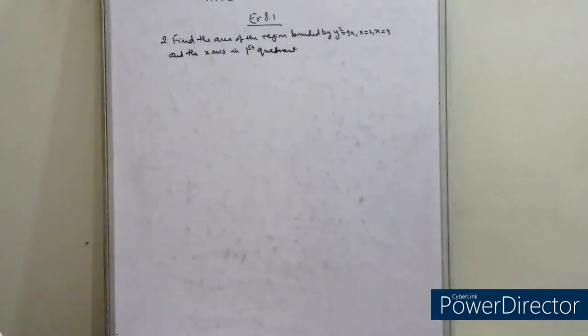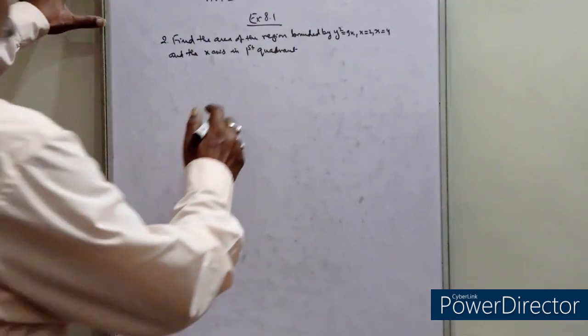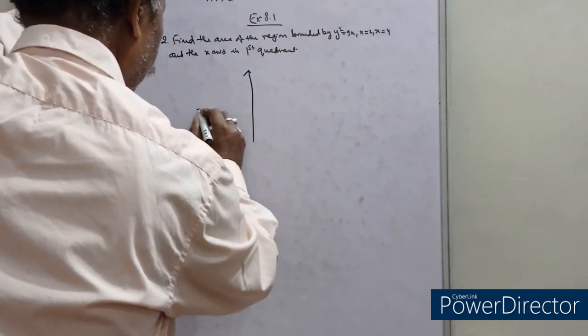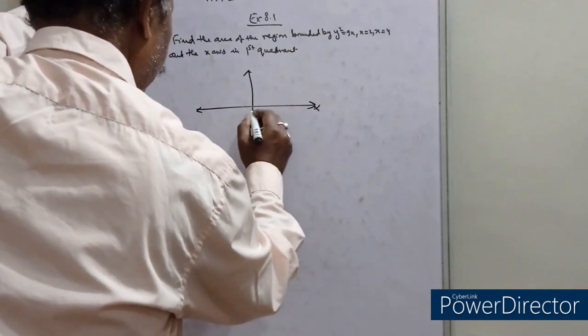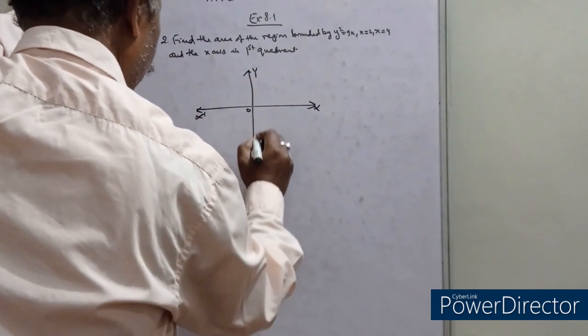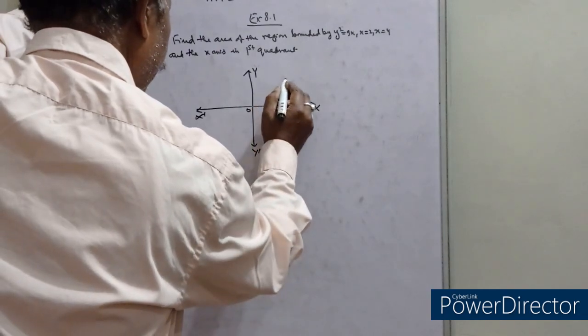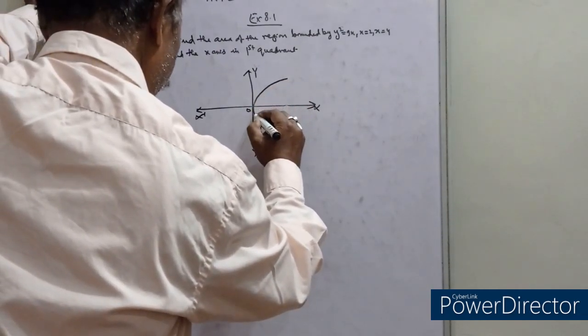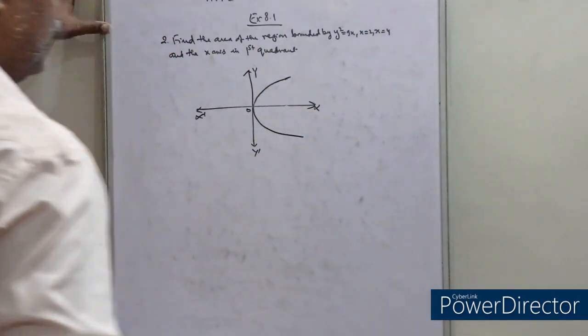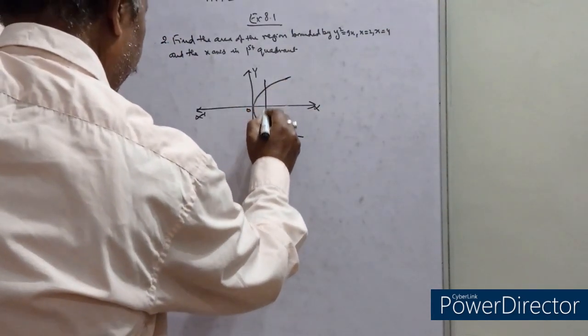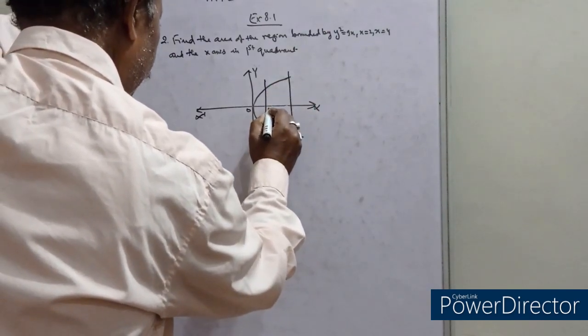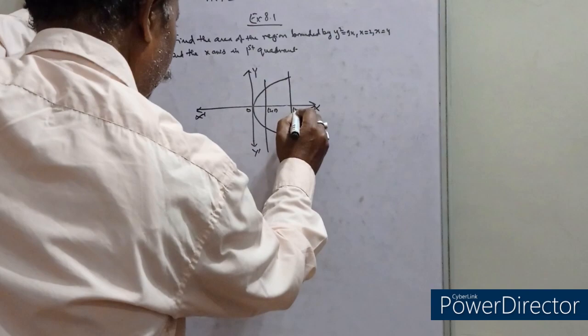How to solve it. Again, as I told you earlier, we must have a good knowledge of this graph. So y square is equal to 9x is the equation of a parabola whose vertex is at origin. So your graph will be this one, x o x dash, y o y dash. Now x is equal to 2 and x is equal to 4, that is 2 comma 0 and 4 comma 0.